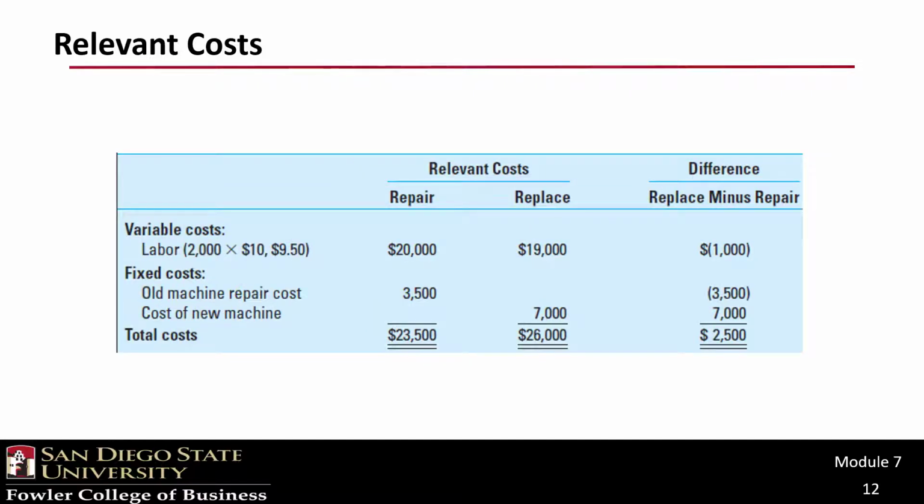So now we look at only the relevant costs, and you can see what we've really done is pulled out the parts that were the same under both scenarios. We're left with only the things that are different, but we get the exact same result.